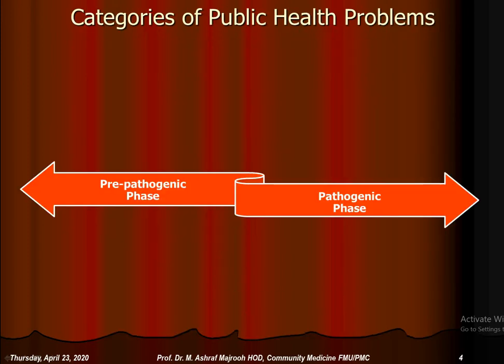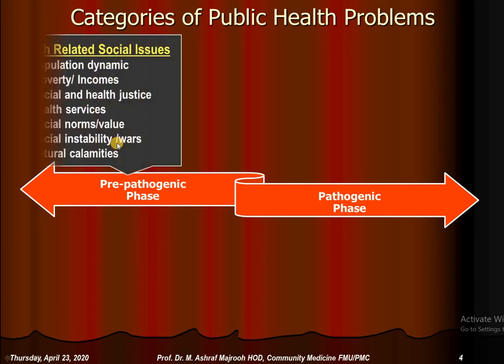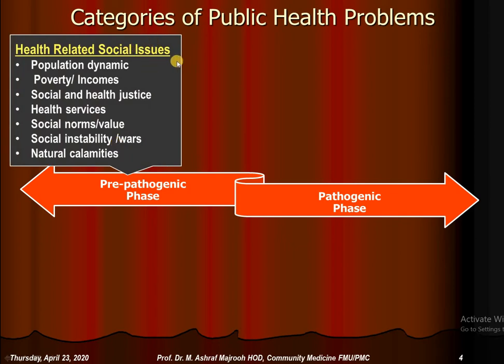First of all, what are the categories of public health problems that cause the disease? The problems are grouped in pre-pathogenic phase and pathogenic phase. Let us see what factors are acting in the pre-pathogenic phase. In the pre-pathogenic phase, the health-related social factors are interacting, and this is the population dynamics, population composition, a very important social factor.